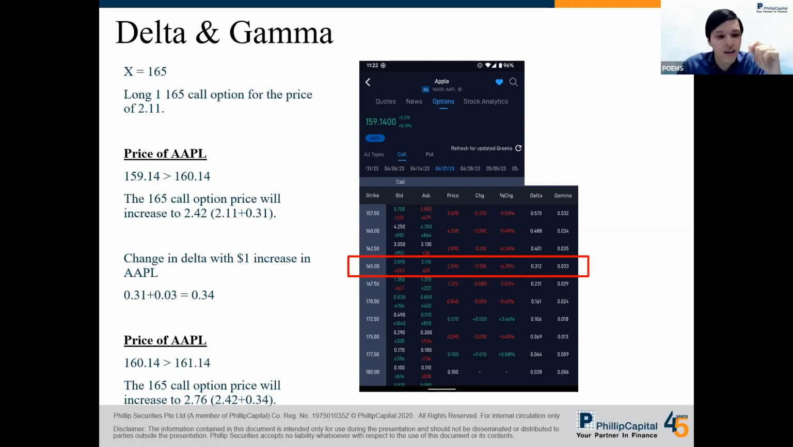Okay, moving on to gamma. As you recall, gamma is the change in delta with a $1 increase or decrease in the stock price. Since Apple has increased by $1, the delta, which is 0.31, would increase by the gamma amount, which is 0.03. So the delta will increase from 0.31 plus 0.03 to 0.34, your new delta. For your subsequent $1 increase in Apple shares from 160 to 161.14, your call option price would increase by 34 cents, which is 2.42 plus 0.34, equal to 2.76. That is basically how delta and gamma affect your option prices.